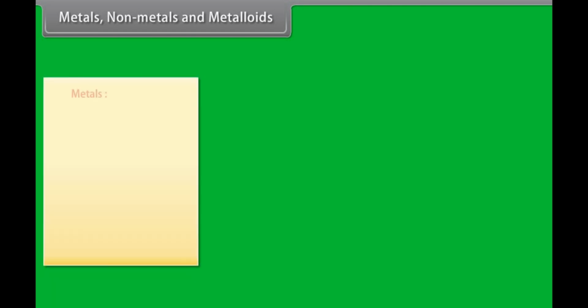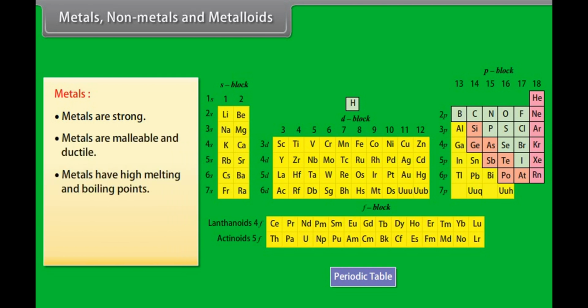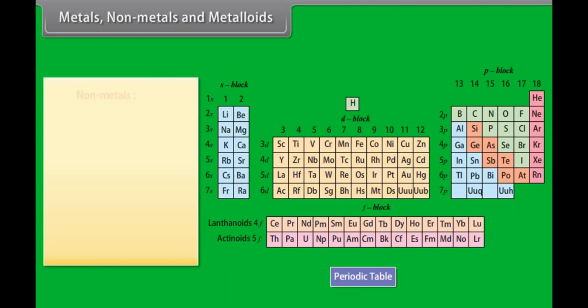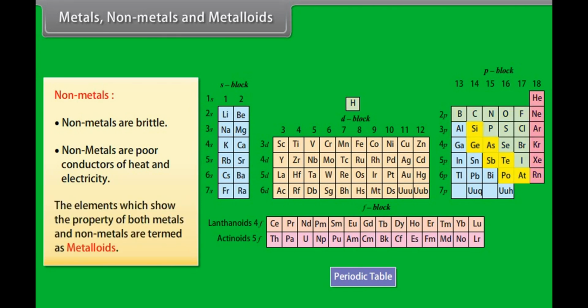Metals, non-metals and metalloids. Metals. Metals are strong. Metals are malleable and ductile. Metals have high melting and boiling points. Metals are good conductors of heat and electricity. Metals shine on polishing. Non-metals. Non-metals are brittle. Non-metals are poor conductors of heat and electricity. The elements which show the property of both metals and non-metals are termed as metalloids.